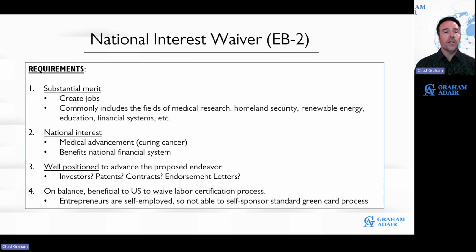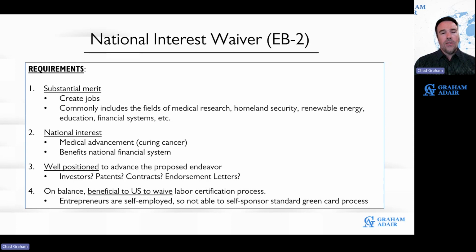And so the ways that we do that are with these 4 areas that are listed here on this slide and underlined. The first is substantial merit. Again, we see this create jobs requirement. This is something the government wants to see in order to qualify for national interest waiver, is that the work you're doing is likely to create jobs within the United States.